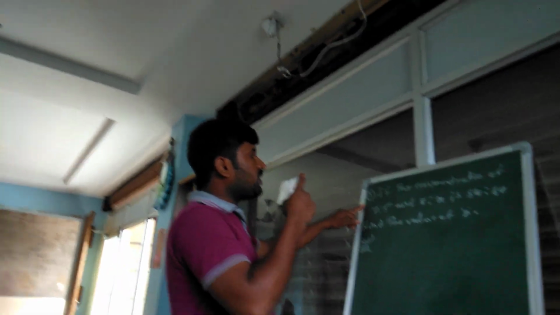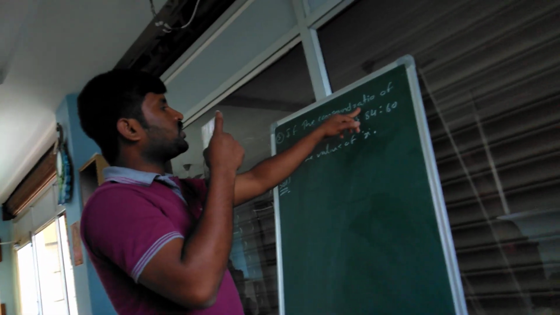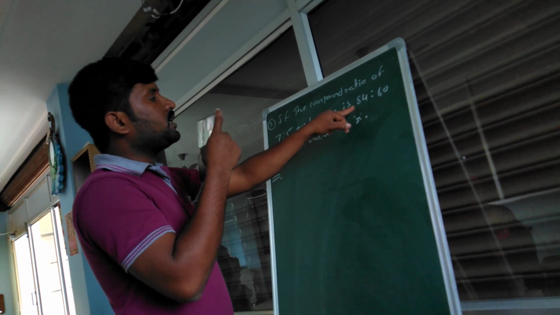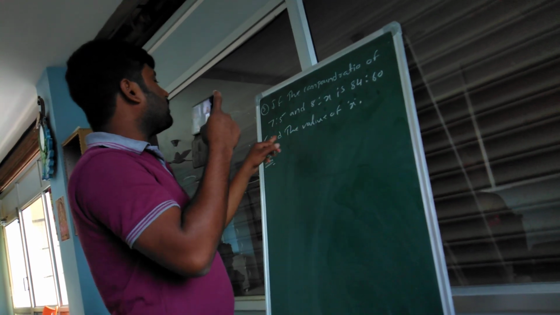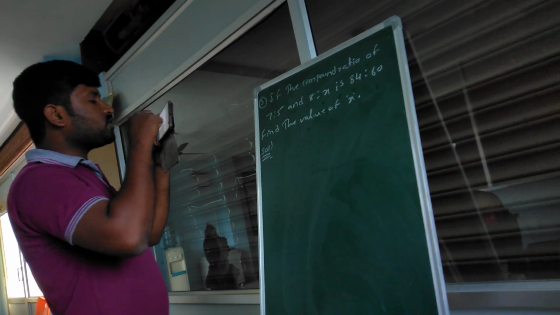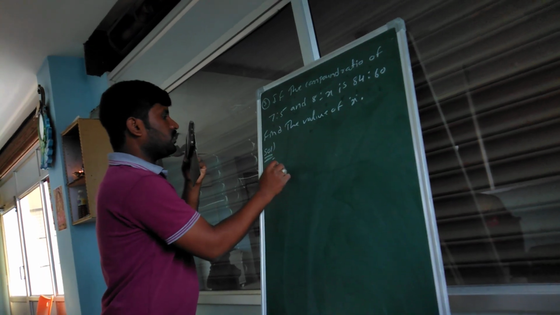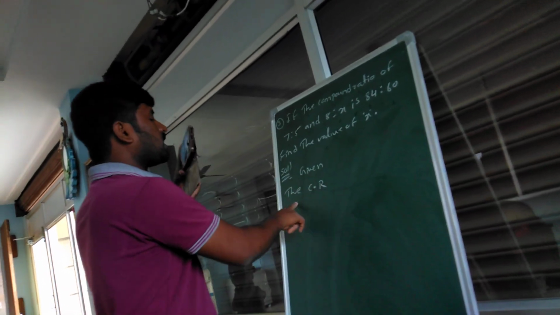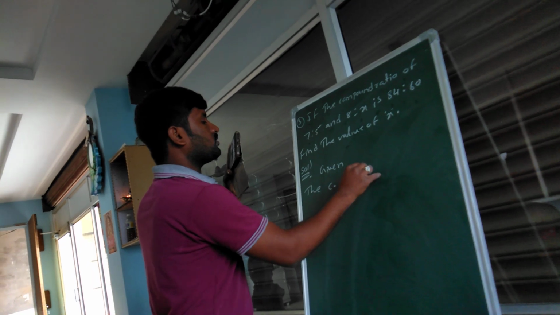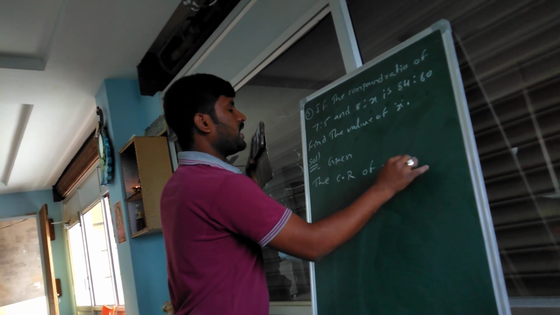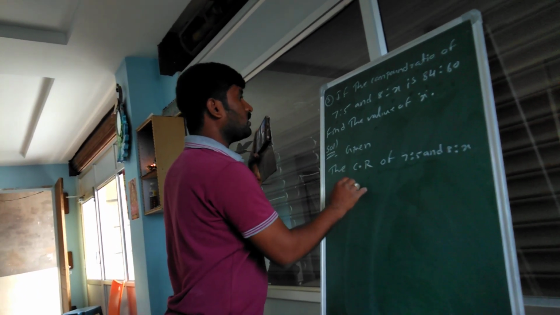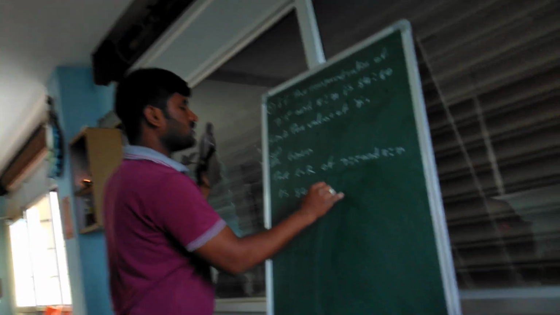Now the third one, Nana: if the compound ratio of 7:5 and 8:x is 84:60, find the value of x. Now see its solution. Given, what is the given data? The compound ratio, CR, of 7:5 and 8:x is 84:60.